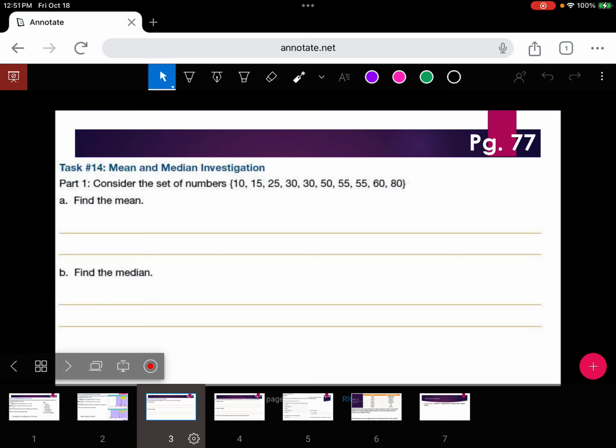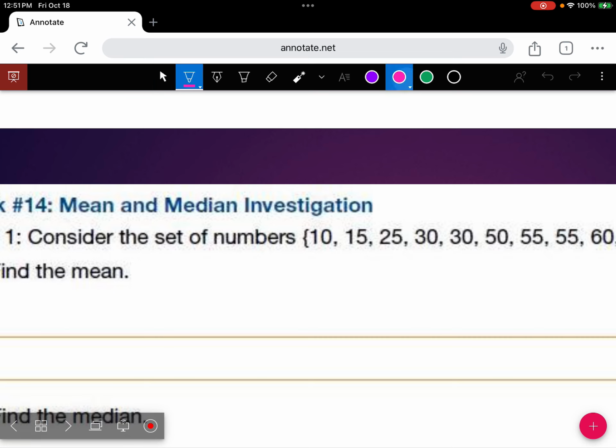Find the average for this set of numbers. You guys got calculators, so do it. Find our mean. This is page 77.